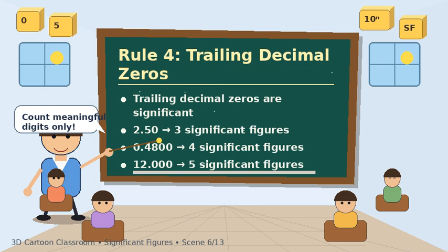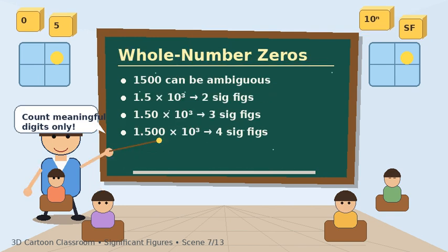Zeros written at the end of a decimal number are significant. They indicate measured precision. For example, 2.50 has three significant figures. The final zero shows that the value has been measured to the hundredths place. 0.4800 has four significant figures, and 12.000 has five. Trailing zeros in whole numbers without a decimal point may be ambiguous.